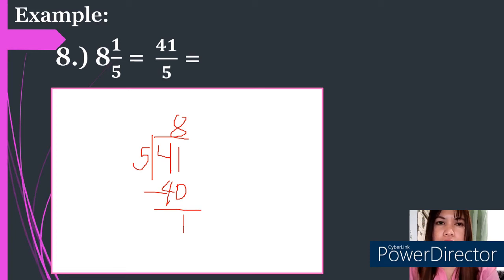We are going to add another 0. And so 10 divided by 5. So we have 2. Then 5 times 2, we have 10. So subtract 10 minus 10 equals 0. So therefore, 8 and 1/5, if we're going to change to decimal, we have 8 point.